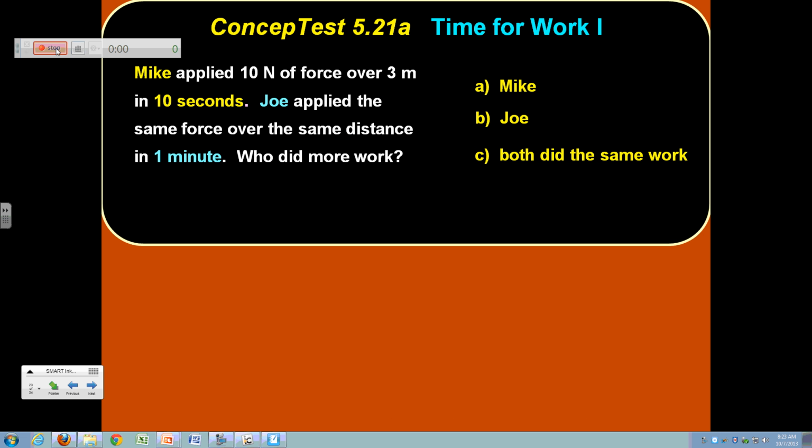Mike applies 10 newtons of force over 3 meters in 10 seconds. Joe applied the same force over the same distance in 1 minute. Who did more work?